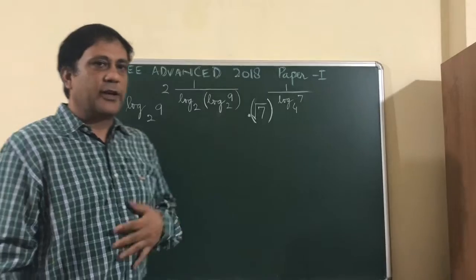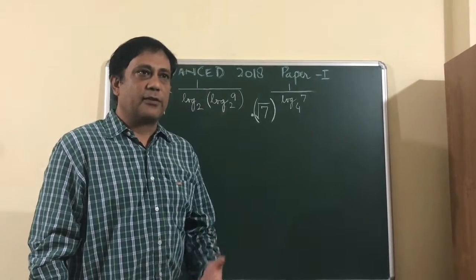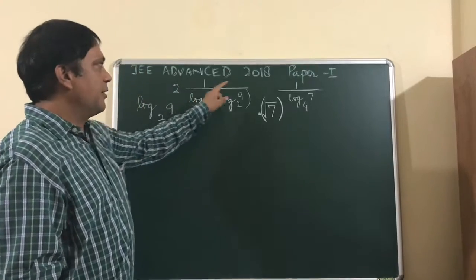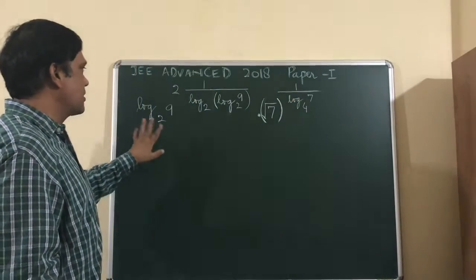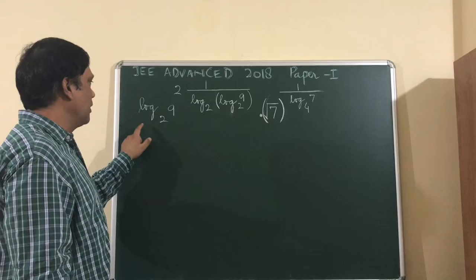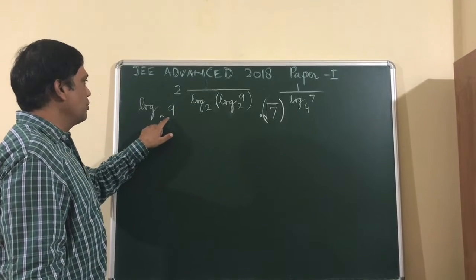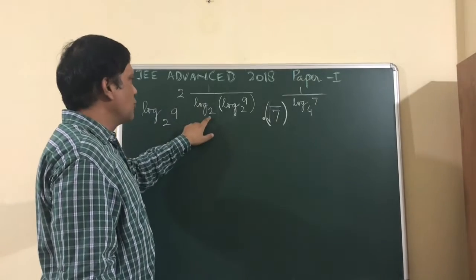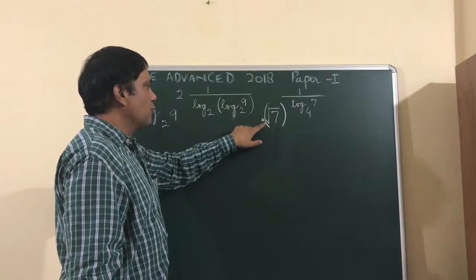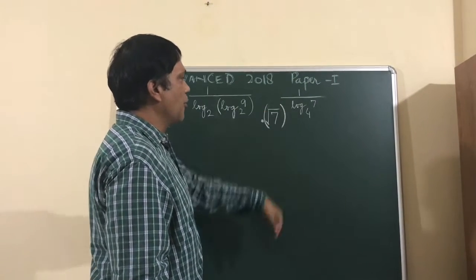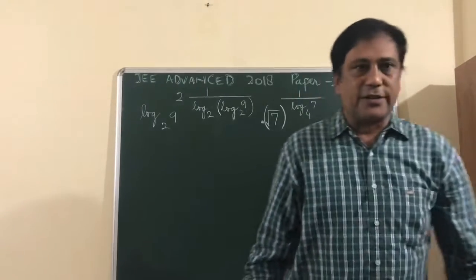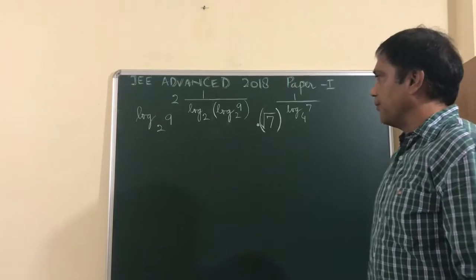So in 2019 there was no problem asked directly based on logarithm, but in 2018 in Paper 1 there was one problem asked. It was an integer type problem, that is log base 2 of 9 raised to the power 2 upon log base 2 of log 9 base 2, into root 7 raised to the power 1 upon log 7 base 4. So we are going to discuss how to approach this problem.